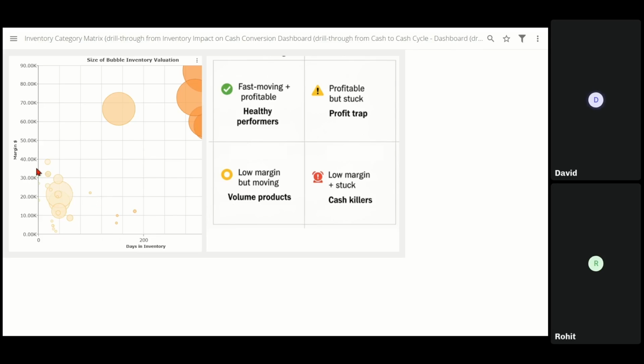So these are the volume products. We sell quite a lot. The margin is low, and we are getting the cash fast. And finally, the items that we have on this quadrant on the right-hand side of the screen, these have low margin, right? So they are quite low in margin, and also they are stock, so they are cash killers.